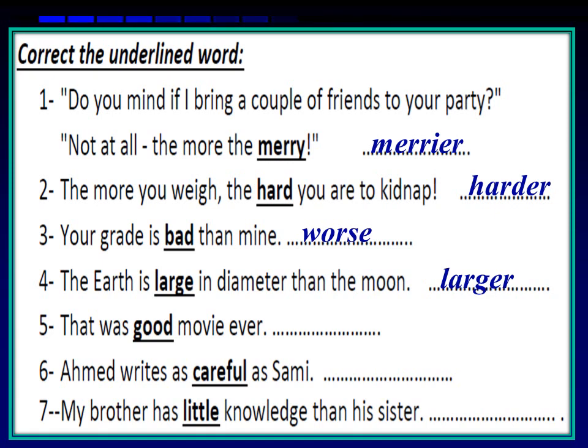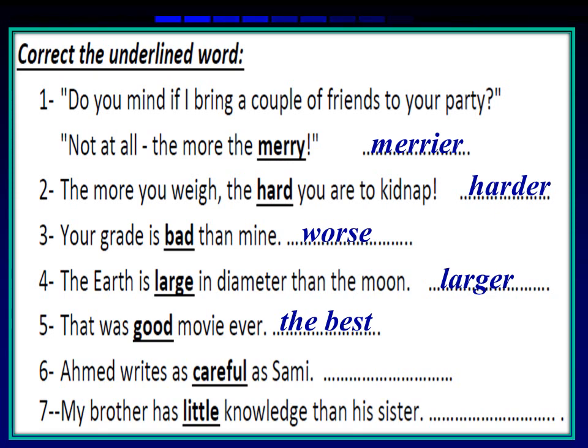5. That was good movie ever. Here we have the word ever. That's why we should use what? The superlative form of good. What is the superlative form of good? The best. So the answer should be that was the best movie ever.